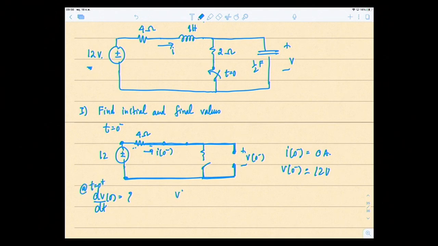We know that V at 0 plus equals V at 0 minus equals 12 volts. I at 0 plus equals I at 0 minus equals 0 amps. Please remember, I at 0 plus equals I at 0 minus not because this current passed through a resistor, but only because this current also passed through the inductor. That's why it's true. So this is for the capacitor, and this is for the current through the inductor.